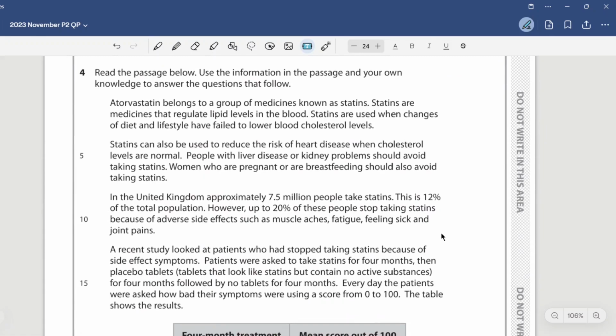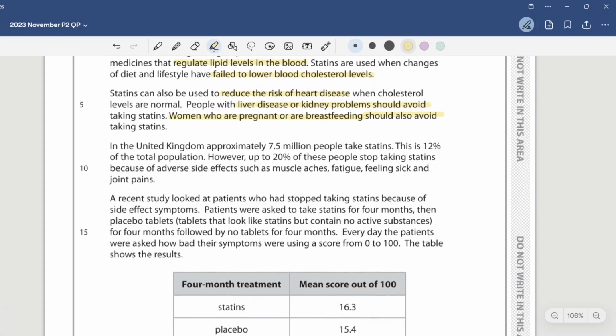Read the passage below, use information in the passage and your own knowledge to answer the questions that follow. Okay, so I'm not going to read the whole thing, but I will highlight some points. So here we have statins. They are used to regulate lipid levels in the blood, and it's given to those who have failed to lower their cholesterol levels through diet and lifestyle, and it's used to reduce the risk of heart disease. So people with liver disease or kidney problems should avoid taking it, and also women who are pregnant and breastfeeding should also avoid.